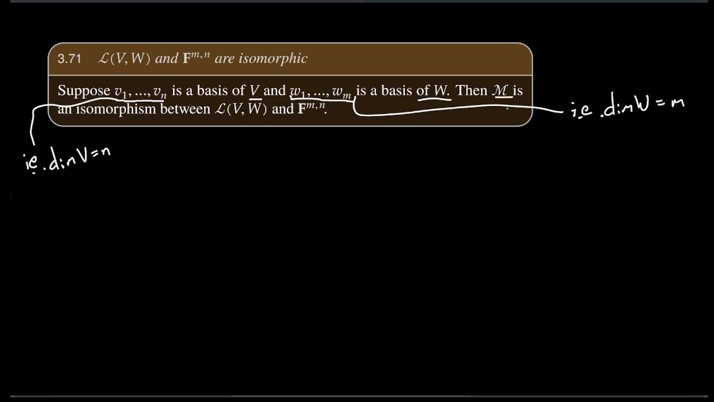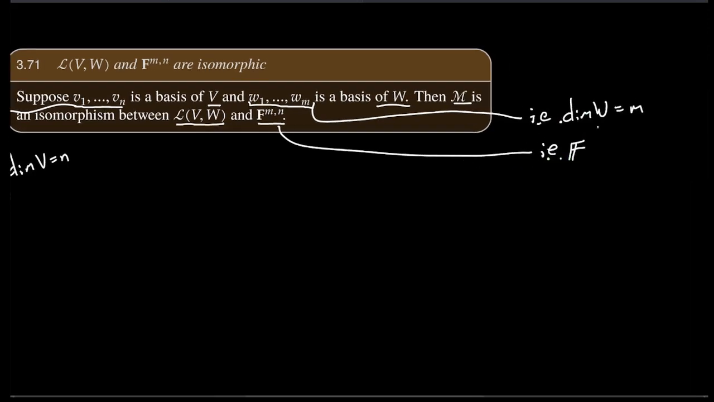Then the map that takes a linear map T and two bases and spits out a matrix, that is the matrix representation of a linear map with respect to a basis of the domain and the codomain, is an isomorphism between L(V,W), the linear maps from V to W, and F^(m,n), i.e. the matrices over the field with dim W rows and dim V columns. Okay, cool. Right on. That makes sense.